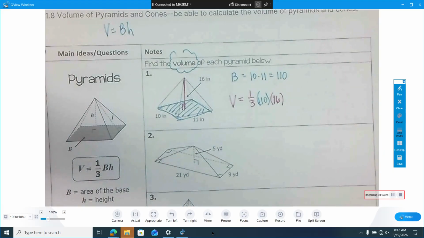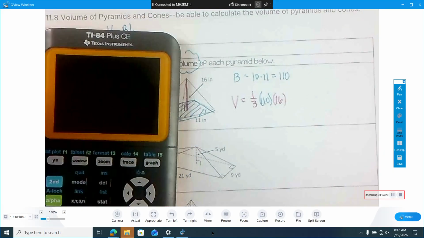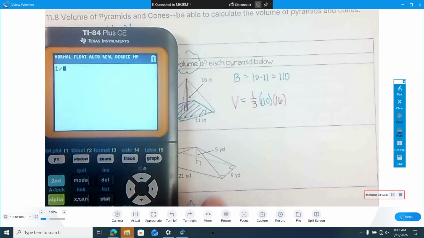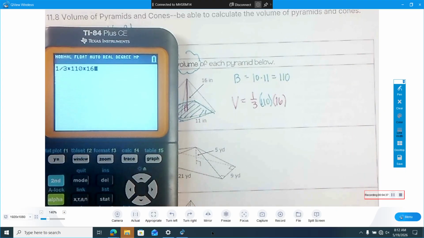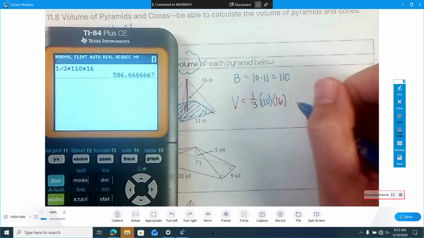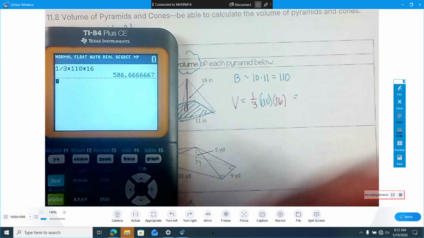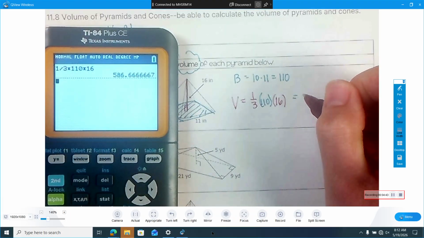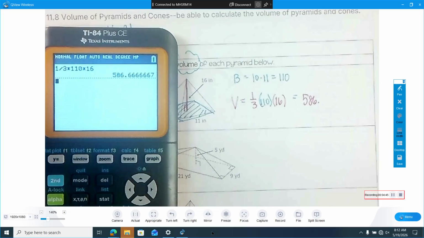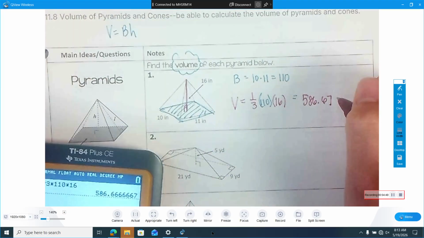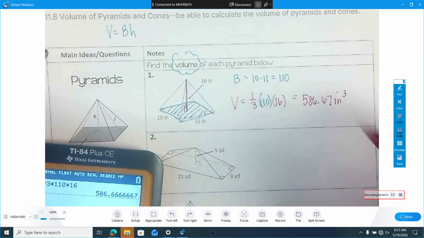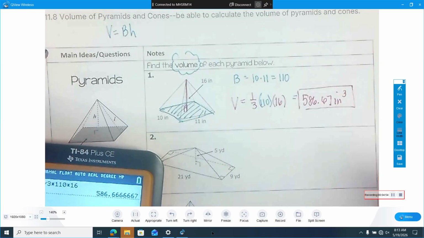All right, so I'm going to use my calculator. I'm going to type in one third times 110 times 16. And I get 586.67 inches cubed, because they're talking about volume.